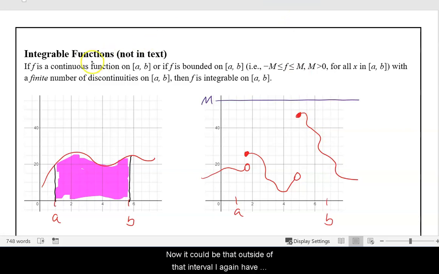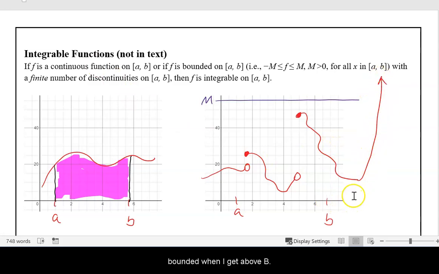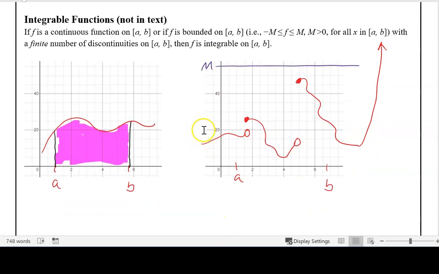Now it could be that outside of that interval, I again have some kind of infinite asymptote, or that the function goes towards infinity forever. In that case, it is not bounded when I get above b. Bounded means the y values are trapped between two positive real numbers, one above and then the negative of that number below. If that's true, and if there are a finite number of discontinuities on that closed interval from a to b, then the function is integrable.